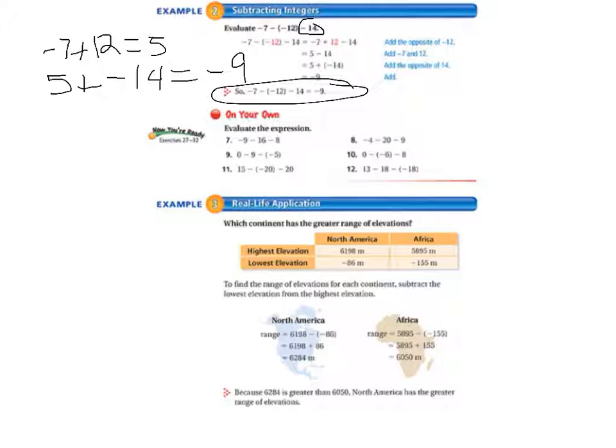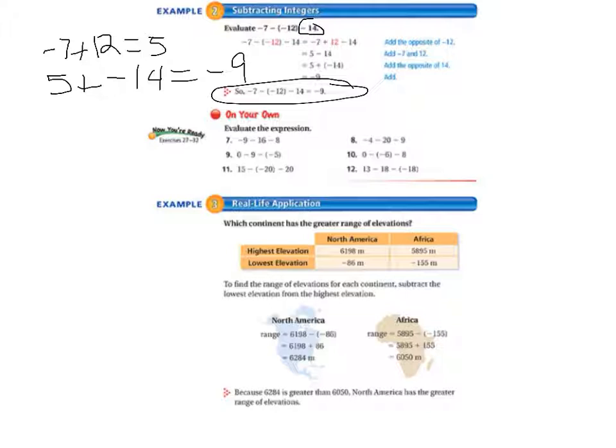Now let's scoot down to our real-life application. And it says, which continent has the greater range of elevation? So remember, range is the maximum minus the minimum, or the highest minus the lowest elevation in this case. So when we're looking at North America and Africa and comparing those two, we have the highest elevation in North America is 6,198 meters, and the lowest elevation is negative 86 meters, and in Africa the highest is 5,895 meters, and the lowest is negative 155 meters.